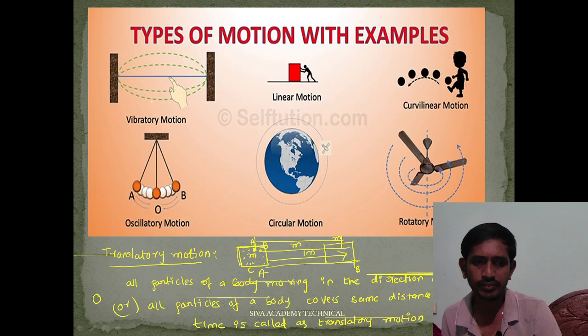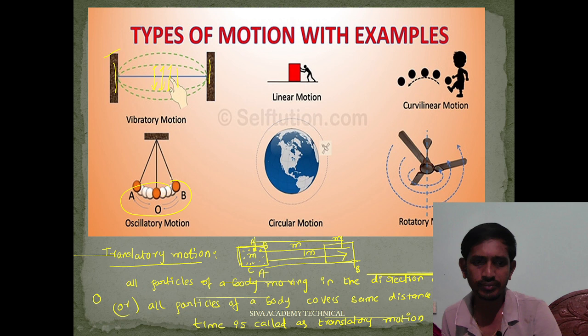Next, vibrating motion. Vibrating motion means it is always moving up and down. Whenever we make a vibration, it moves up and down. So this is called a vibrating motion. Next motion is oscillatory motion. This is also one of the vibrating motions.